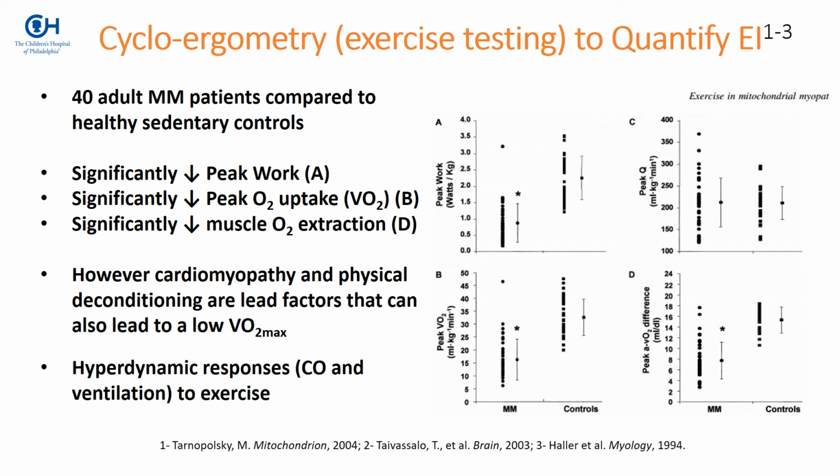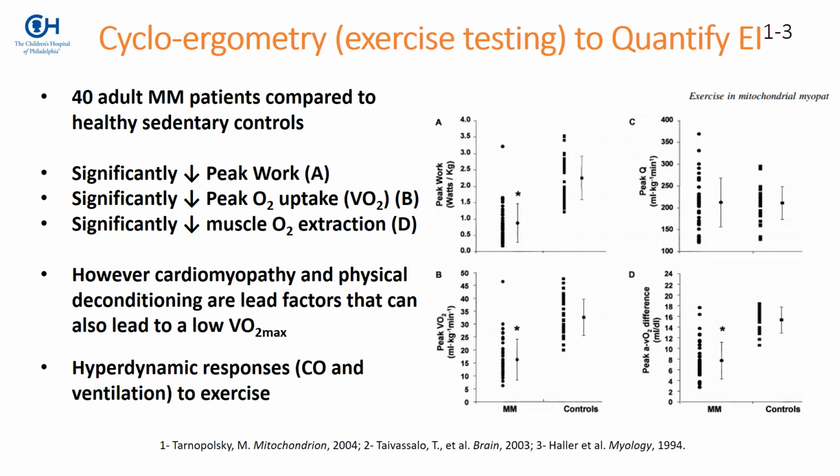This shows the results of the study by Tanya Taivasalo, where they took 40 adults with mitochondrial myopathy, or MM, and compared to healthy sedentary controls. In the figures, you will see in figure A, there was a significant reduction in the measured peak work in the patients with mitochondrial myopathy compared to controls.